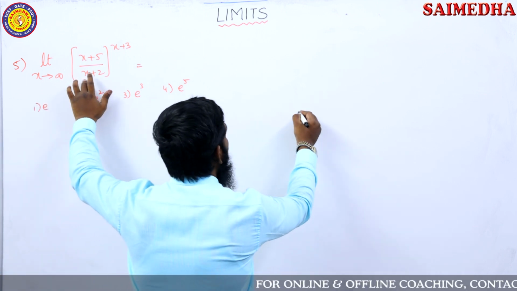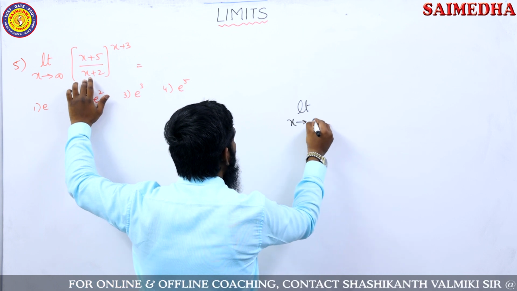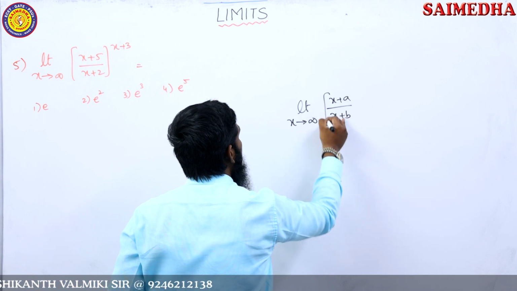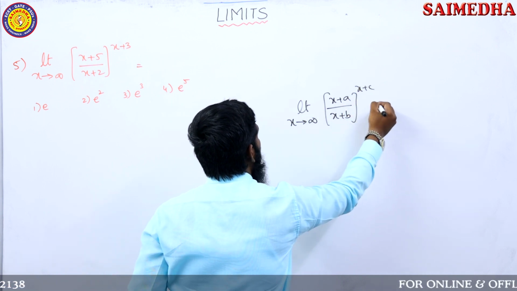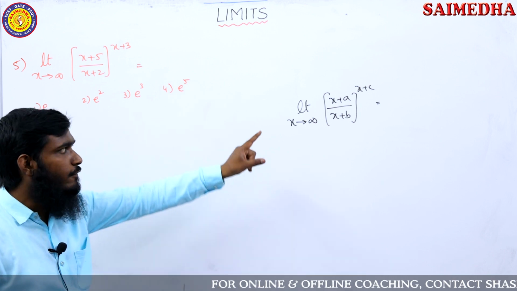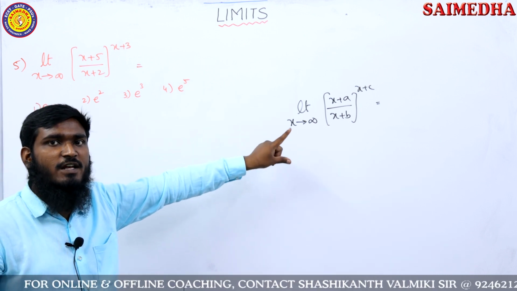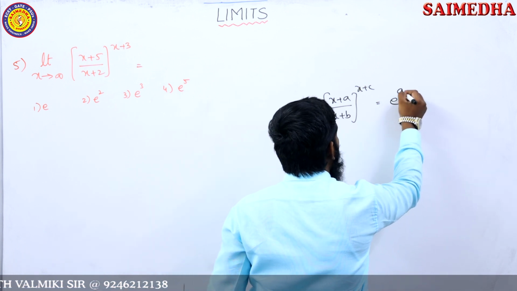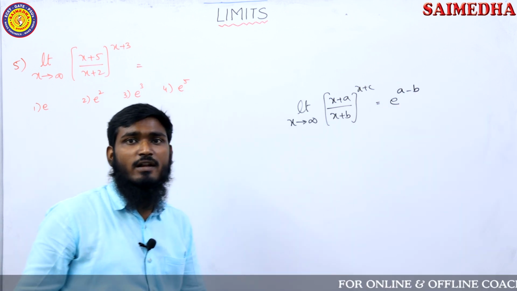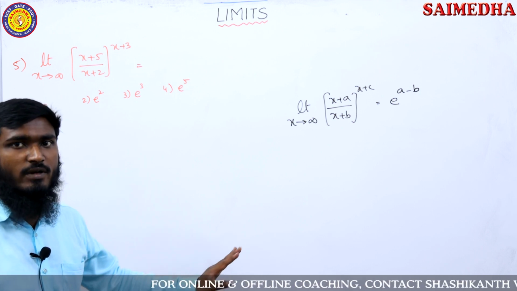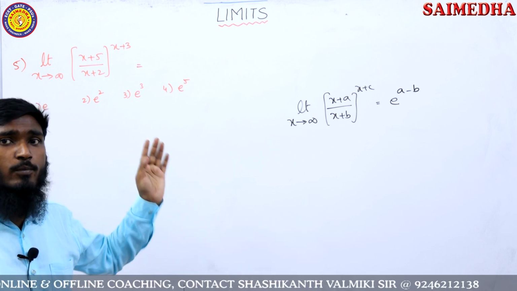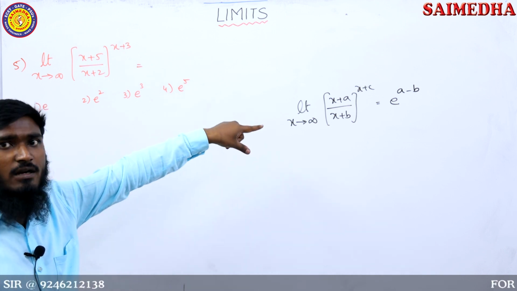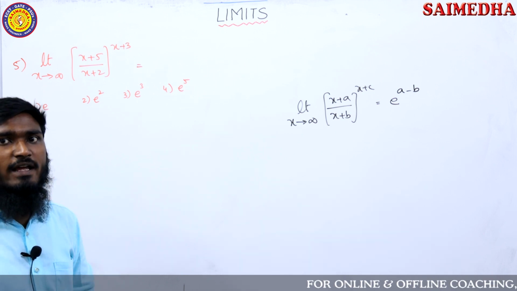Now see this one. Limit x tends to infinity, x plus a divided by x plus b, whole power x plus c. If the question is in this form, then directly you can write the answer as e power a minus b. Understood? If you follow all the properties, it will take many steps and more time. If you know the shortcut, you can directly write the answer e power a minus b.